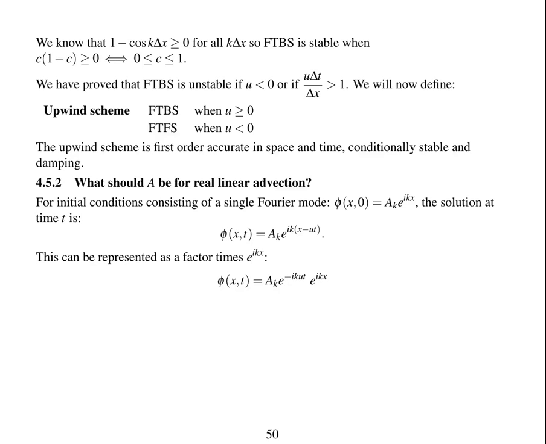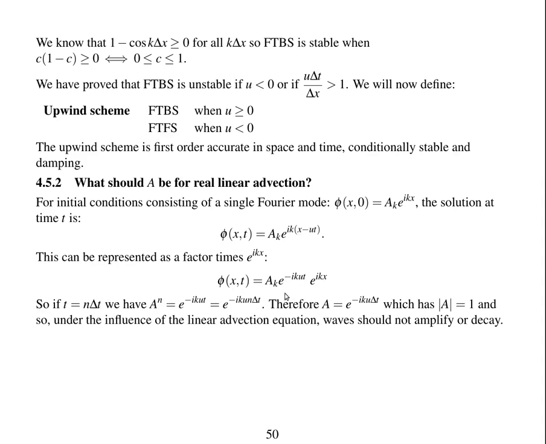So if we're looking at the amplification factor of the numerical solution for n time steps, the amplification factor would be e to the power minus ik u delta t. If t is equal to n times delta t, the amplification factor to the power n would be e to the minus ik u t, and if we split t up into time steps, we see that the amplification factor is e to the power minus ik u delta t.